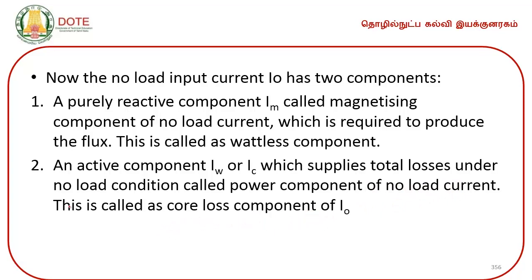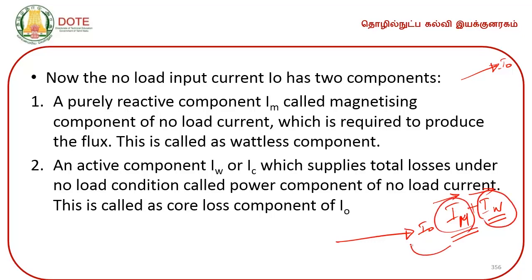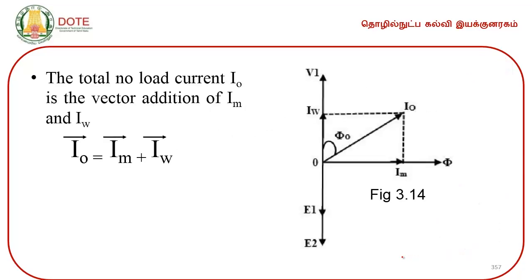As I said already, the no load current I naught can be resolved into two components. One is I mu, that is I m, the other one is I w. So, this is the magnetizing component and this is the core loss component, both are phasors. So, when you add vectorially the magnetizing component and the core loss component, you will get the no load current. Here you can see.